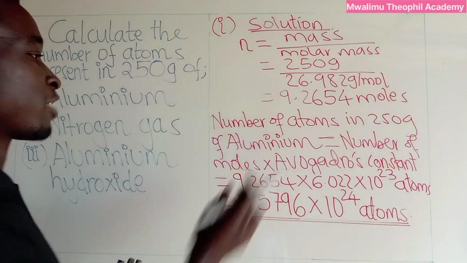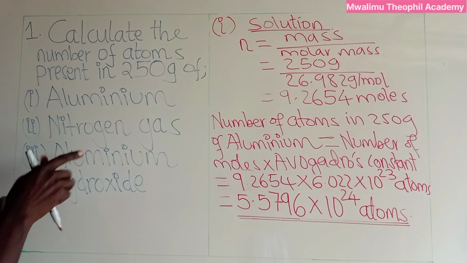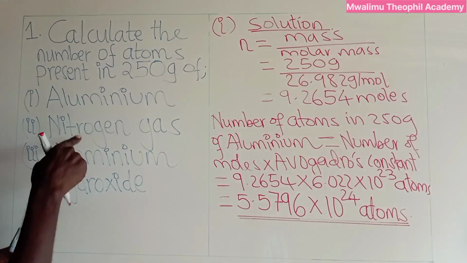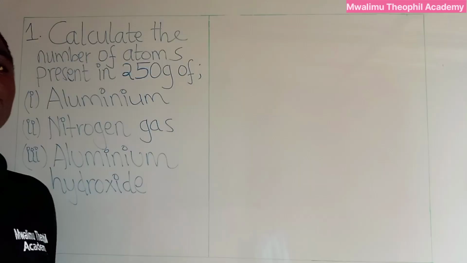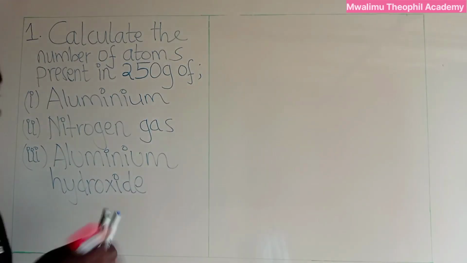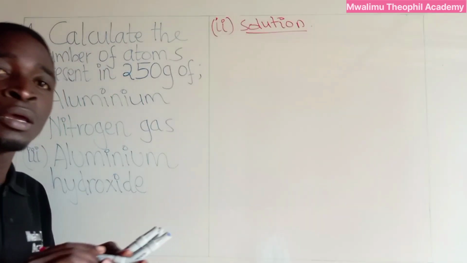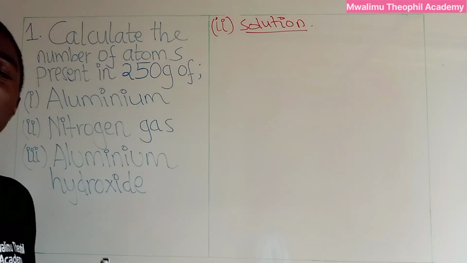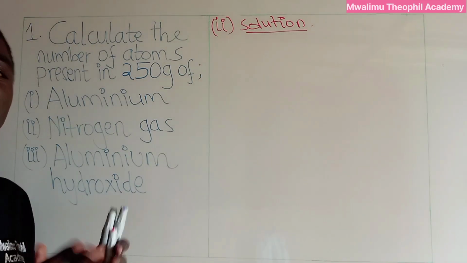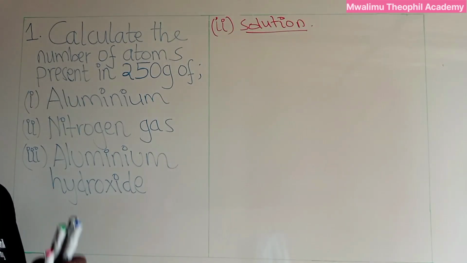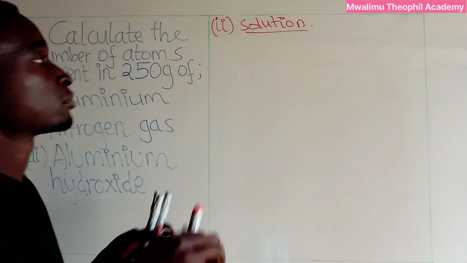After we have seen the solution for the first part, let us go to the second part, which is to calculate the number of atoms present in 250 grams of nitrogen gas. Let us see its solution. Here, as we have done for aluminium, to get the number of atoms present in 250 grams of nitrogen gas, firstly we should find the number of moles.